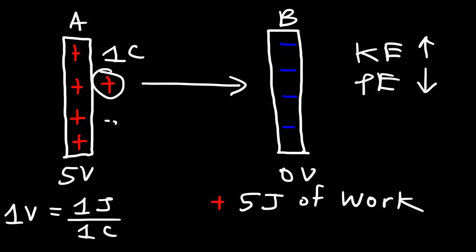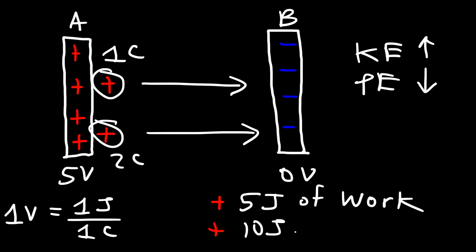Now, let's compare it to another charge, but this time we're going to say this charge has 2 coulombs of charge, and it's moving from A to B. In this case, we could say that 10 joules of work will be performed on this 2 coulomb charge as it moves from A to B. And so we can also say that it's losing 10 joules of potential energy or gaining 10 joules of kinetic energy.